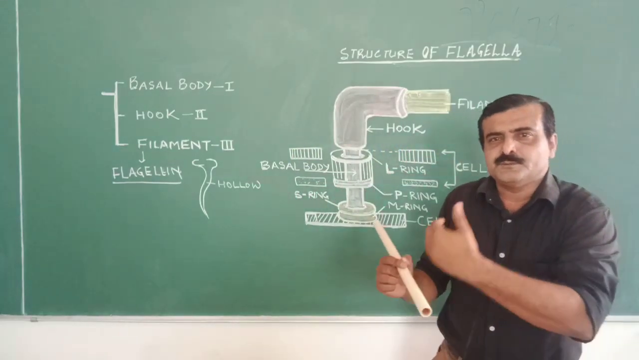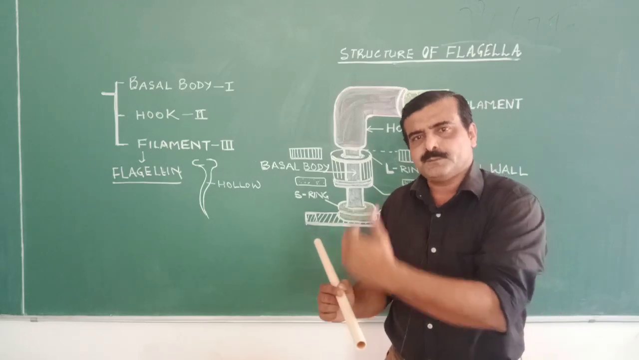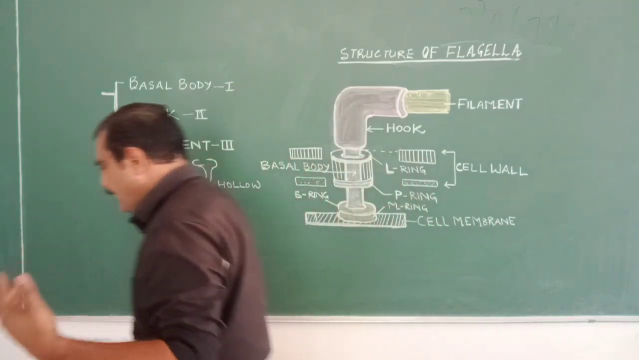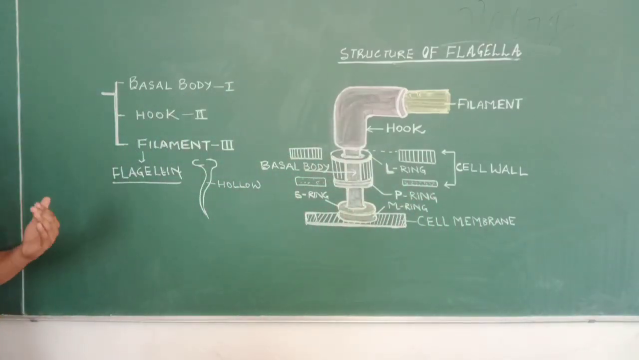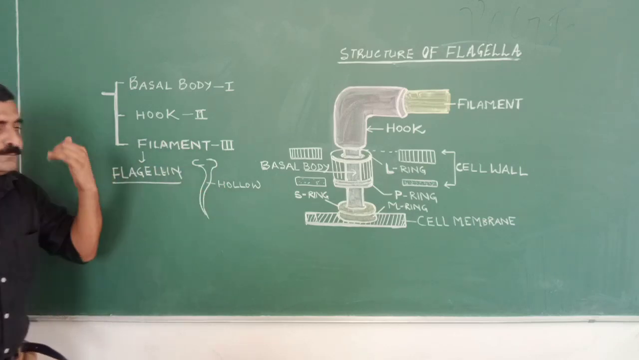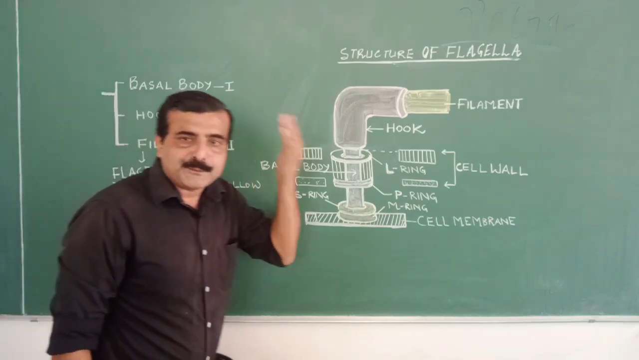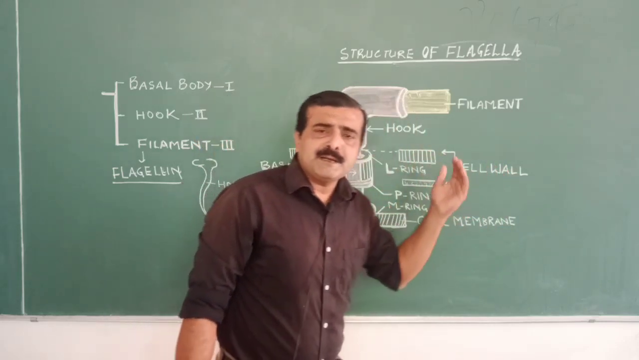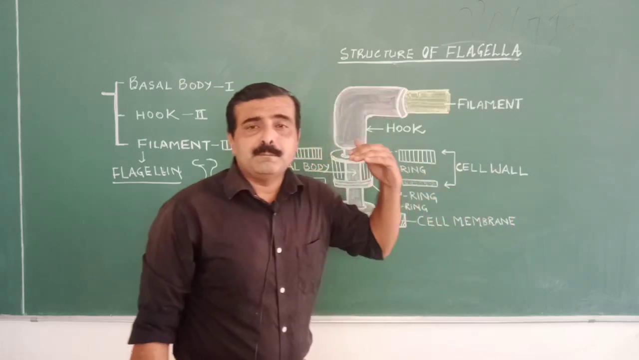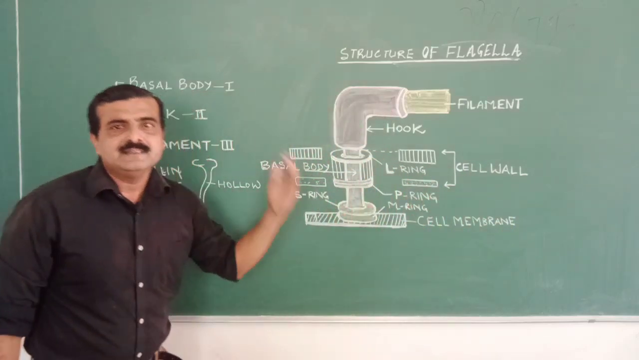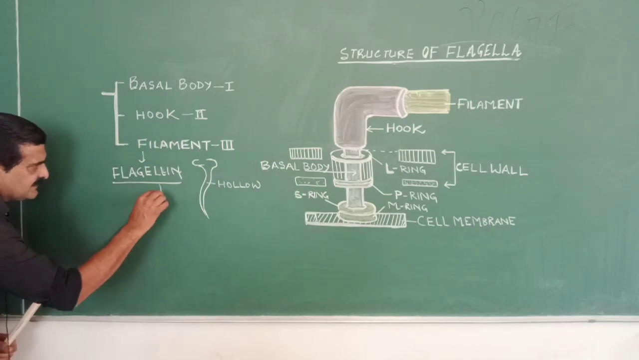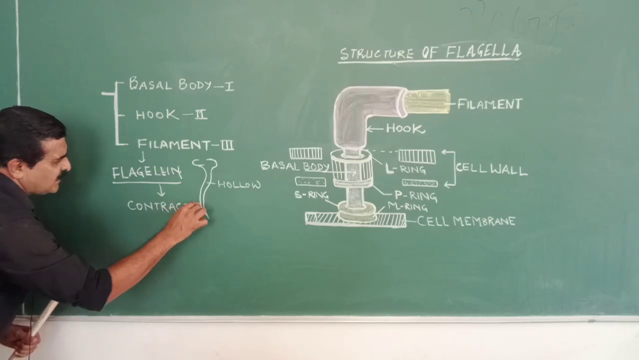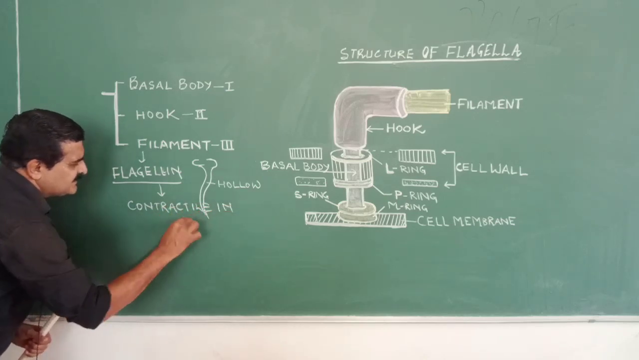Flagellin is each monomer of protein, because this filament is a cylindrical hollow structure which consists of protein monomers, and each monomer is made up of flagellin protein. Now the important question is whether this flagellin protein is contractile in nature.